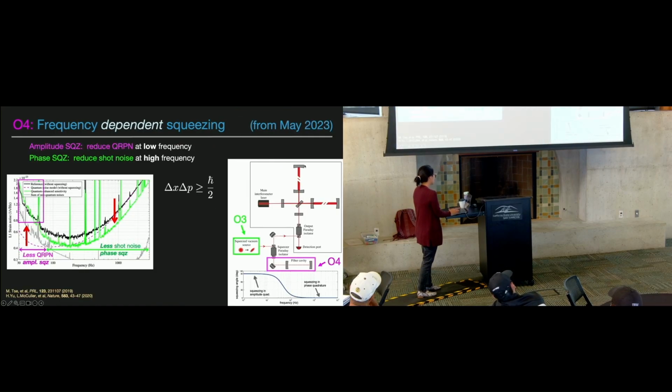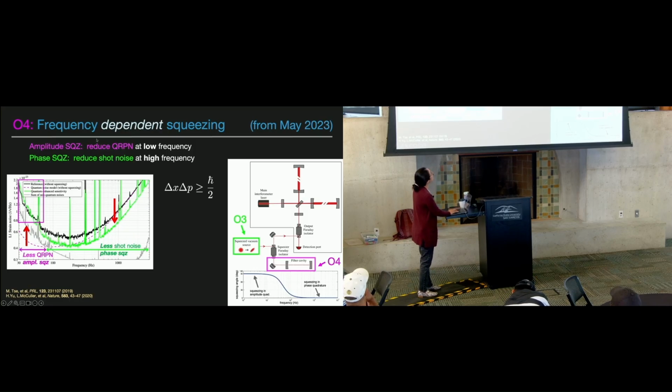So then we knew, we have to do better, right? What we really want is to still always be reducing shot noise at high frequencies, but we also want to reduce this quantum radiation pressure noise, this amplitude noise, at low frequencies. How do you reduce amplitude noise? You inject amplitude squeezed light. That is, the squeezing is lined up to be in the amplitude quadrature at low frequencies, while still being in the shot noise phase quadrature at high frequencies.